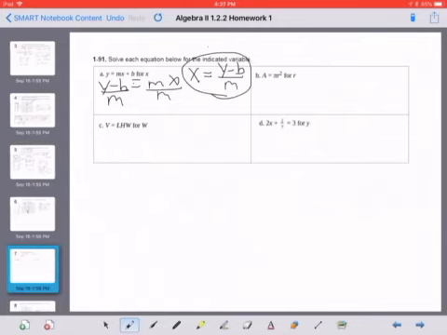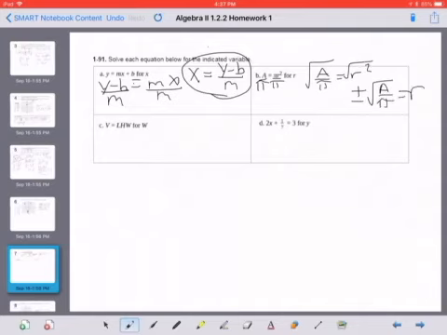Part b, I need to first divide by pi, and then I get a over pi equals r squared. So I need to take the square root of it. And a lot of people got to this point here, but you forgot the plus or minus. You have to put that plus or minus there. So the plus or minus the square root of a over pi was the correct answer.